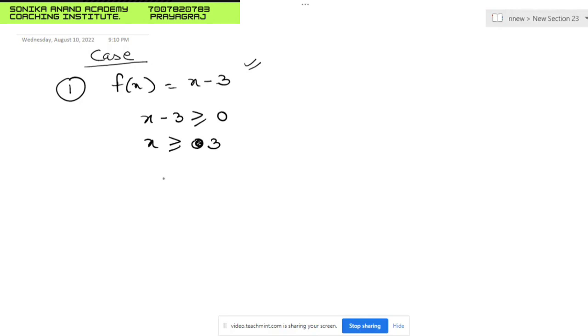So what is its domain? Greater than or equal to 3. That means you have to include the 3. So on the number line, it is 3 and here it is infinity. So its domain is [3, infinity). It is the domain. Clear? Understood.